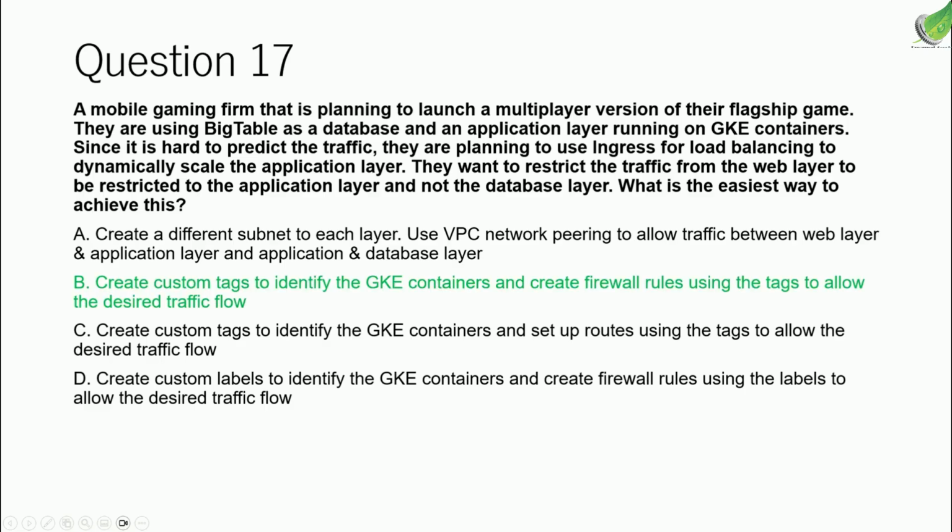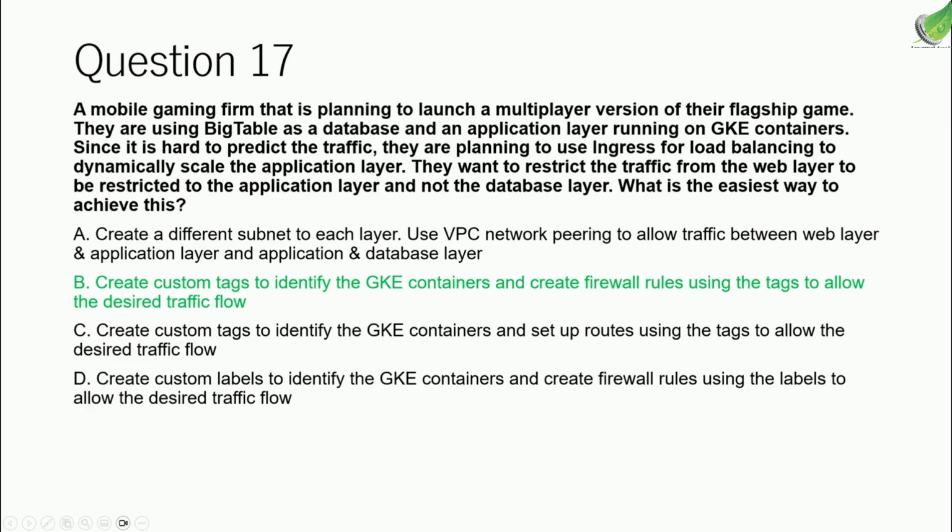This leaves us with option B, which is the correct answer. This is the standard method for applying VPC-level firewall rules to GKE nodes. Here's how it works. The GKE containers run on virtual machines, which are the GKE nodes. You apply a network tag to these nodes. Then you can create VPC firewall rules that specifically target that tag. This allows you to create a rule that says, for example, allow traffic from the web layer only to VMs with the app layer tag. It's a direct and valid way to achieve the required network segmentation.